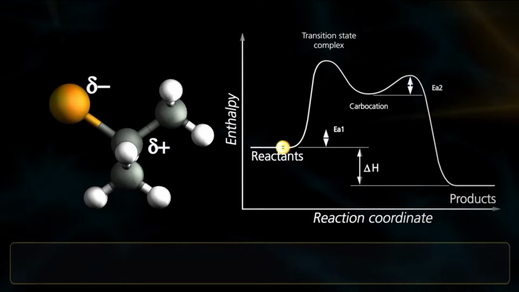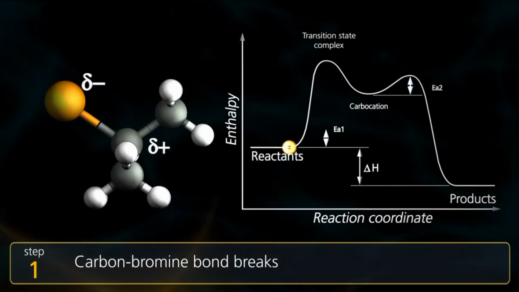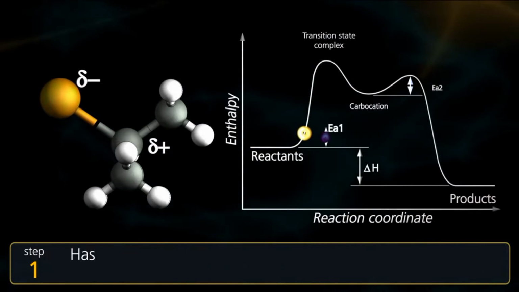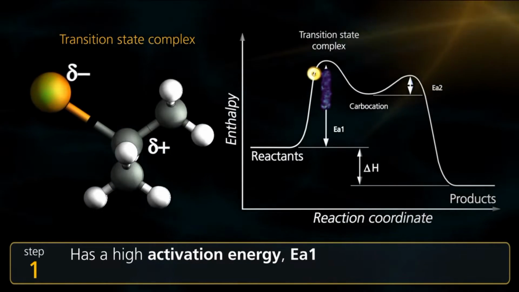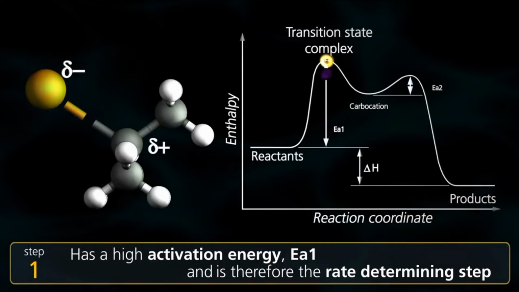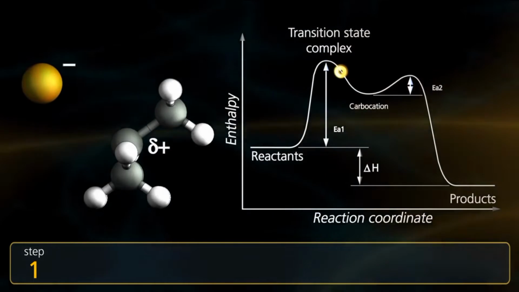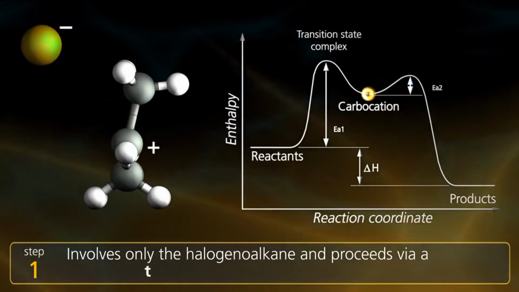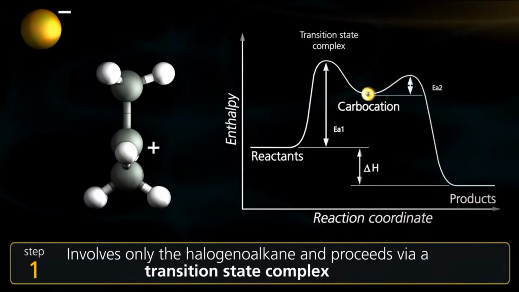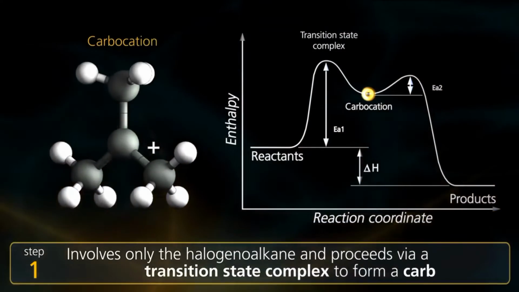The first step, the heterolytic fission of the carbon-bromine bond, has a high activation energy, EA1, and therefore determines the rate of the reaction. The first step involves only the halogenoalkane and proceeds via a transition state complex to form a carbocation.